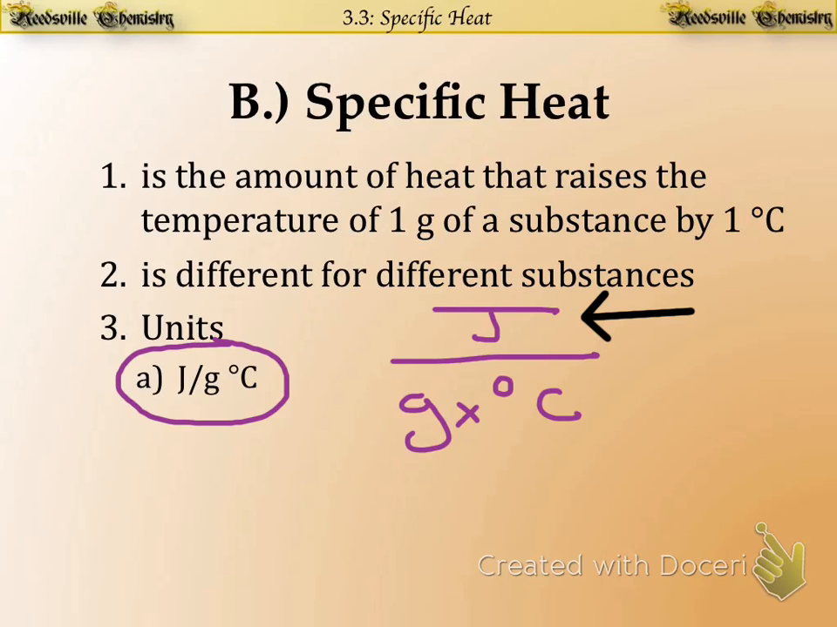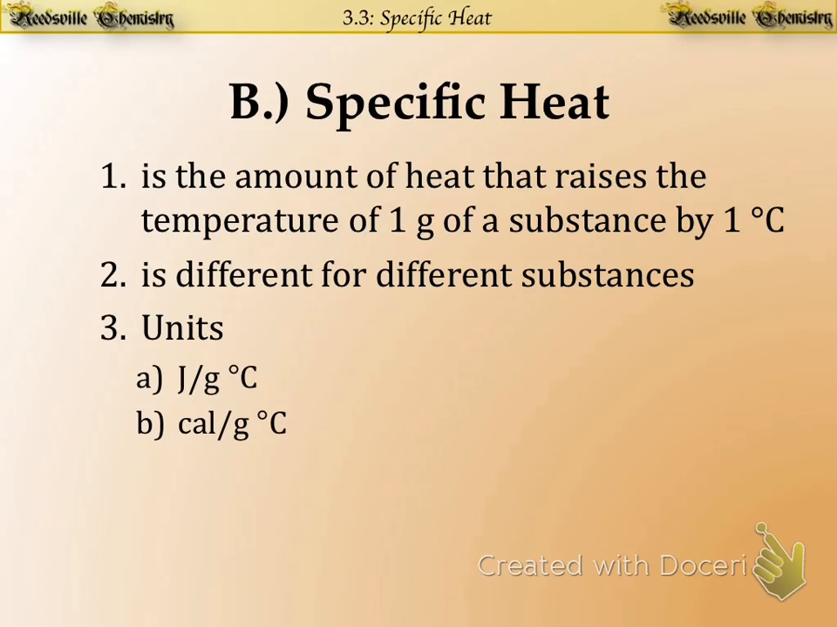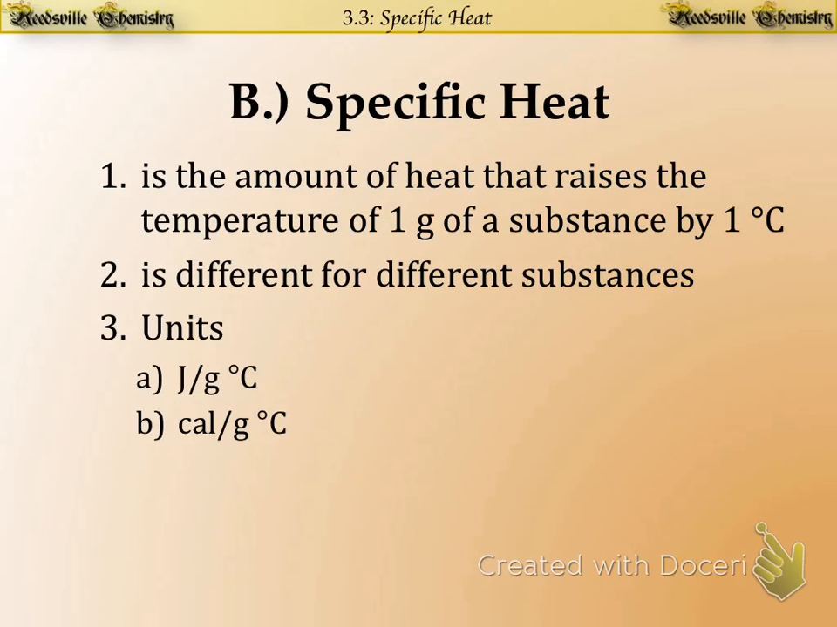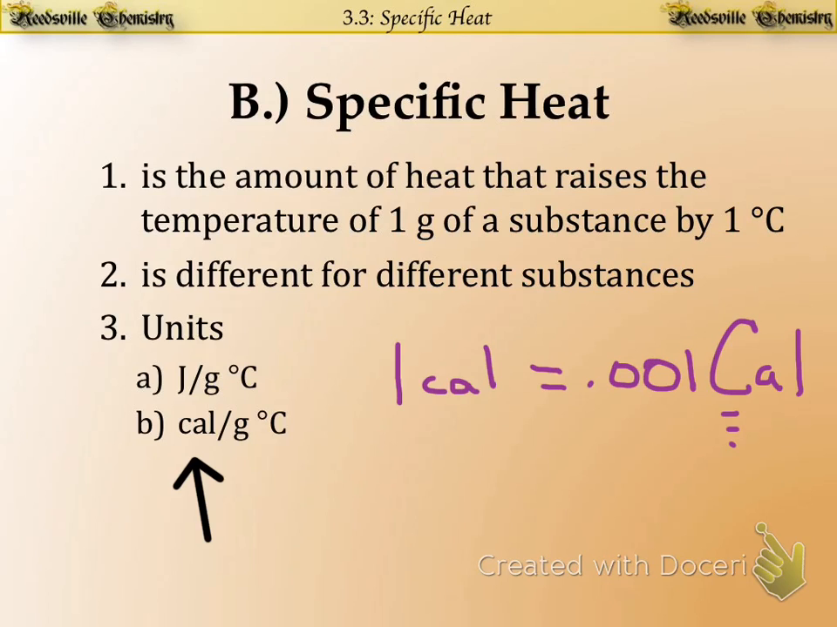The other unit that's going to be of importance is this one, and it may be a bit more familiar to you. It's calories per gram degree Celsius. Oh, you're familiar with that phrase right there, calories. You see it on the back of your cereal box every morning, calories. But I want to make a note. The calorie that you see right there is a little bit different than the calorie on your box of cornflakes. This calorie equals 0.001 of the calories in your cereal, usually denoted with a capital C.